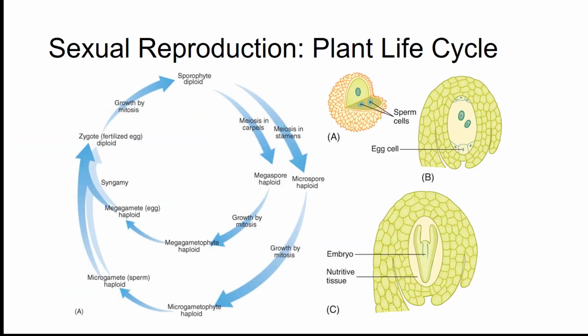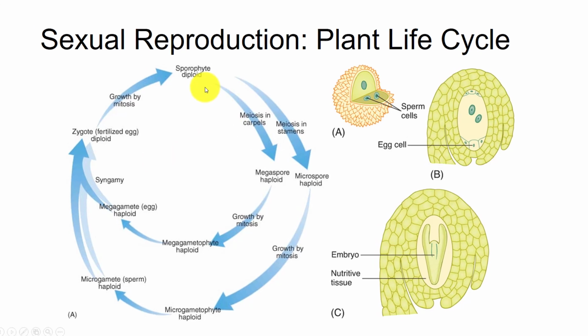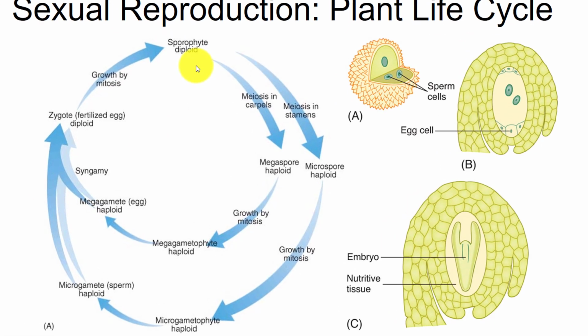Compared to humans, the plant life cycle is more complex. Their life cycle has an alternation of generations, a sporophyte generation that is diploid and a gametophyte generation that is haploid. Sporophytes produce haploid spores meiotically. Gametophytes produce gametes by mitosis. The gametes join together through fertilization to produce a diploid zygote that grows into a new sporophyte.